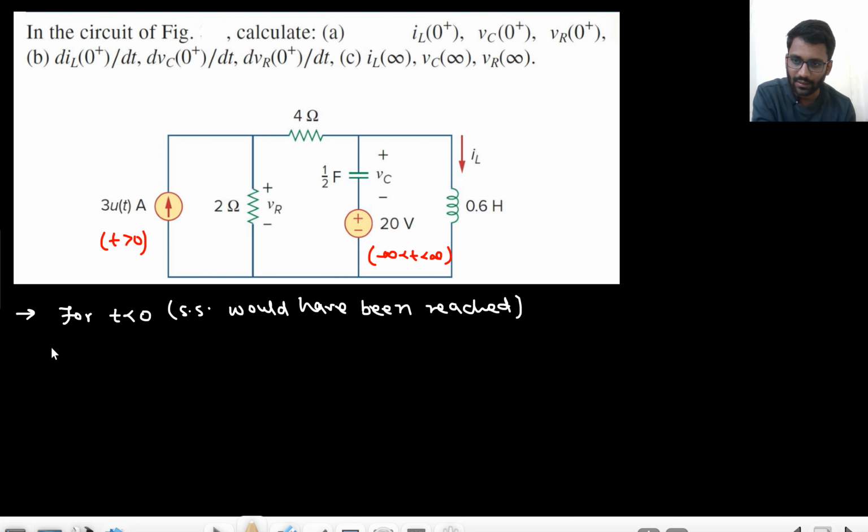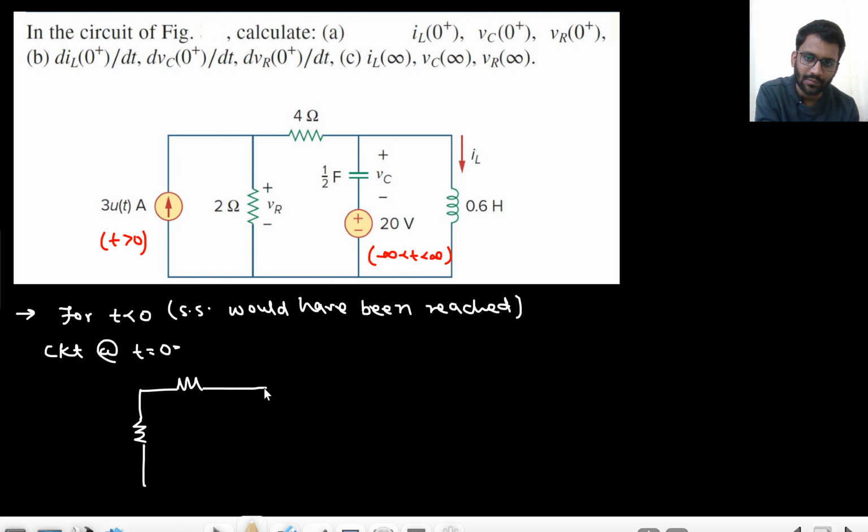So basically, the circuit at t equals 0 minus. This will be open circuited. This is a resistance R. This is not there at t equals 0 minus. This capacitor will be open circuited. This 12 volt battery is there.